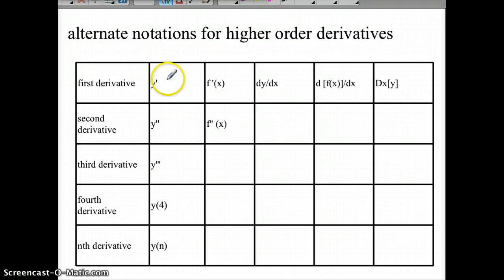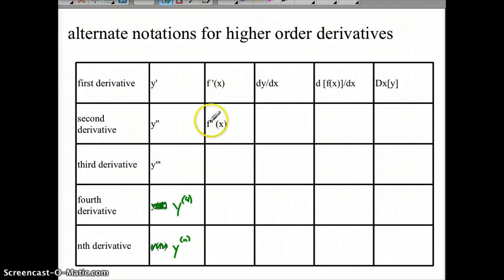Alternate notations for higher order derivatives. Easy for me to say, huh? So y prime is the first derivative, y double prime is the second derivative, y triple prime is the third. Once we get to the fourth, though, we're going to do this with the 4 as the exponent, not times 4 like this. And then any nth derivative, like 20th derivative, is going to be y to that power. And that power is in parentheses, so that you know it's not really y to the fourth, it's the fourth derivative. So be aware of that distinction.